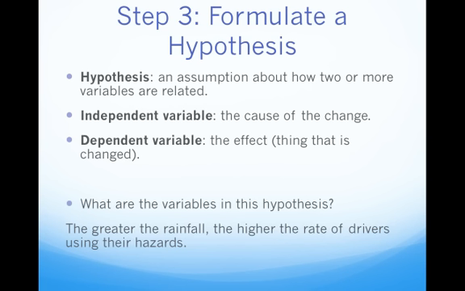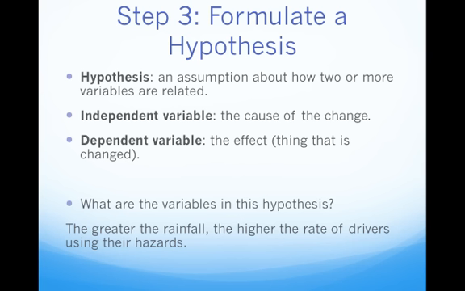The next step is to formulate a hypothesis. And what is a hypothesis? It's just an assumption about how two or more variables are related. And usually you have an independent variable and you have a dependent variable. The independent variable is the cause of the change, while the dependent variable is the effect, the thing that is changed. So let's take this hypothesis as an example.